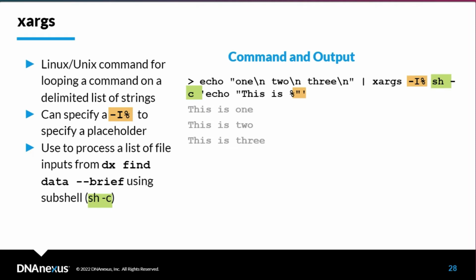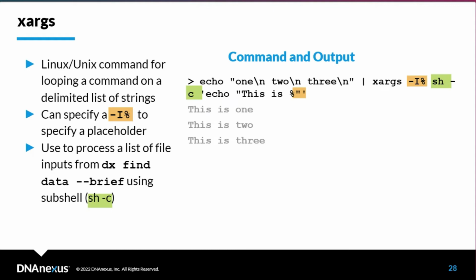And then we're going to use that placeholder here to substitute that value into this echo statement. So if you run this, we've got basically this delimited by different new lines. You'll see that this gives you: this is 1, this is 2, and this is 3.